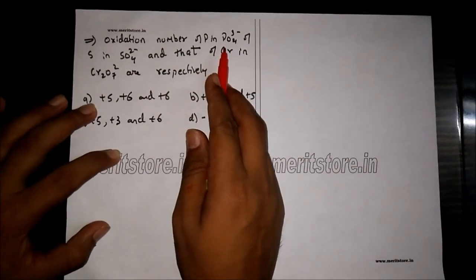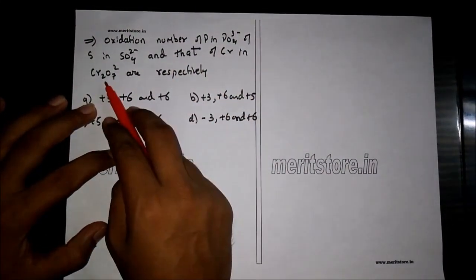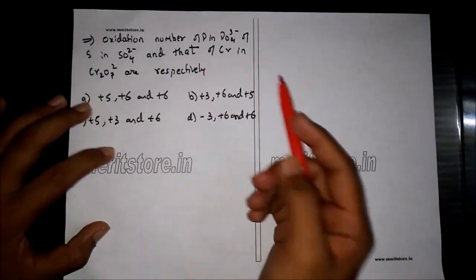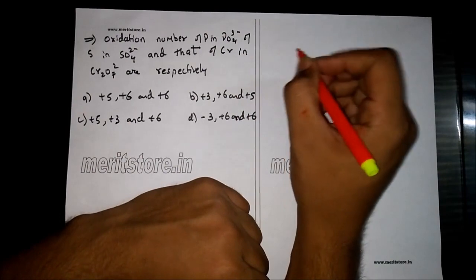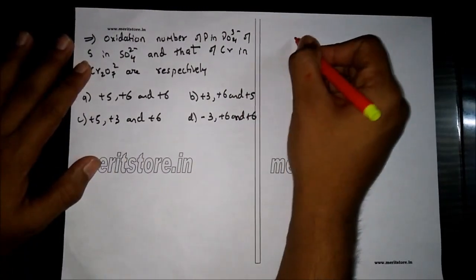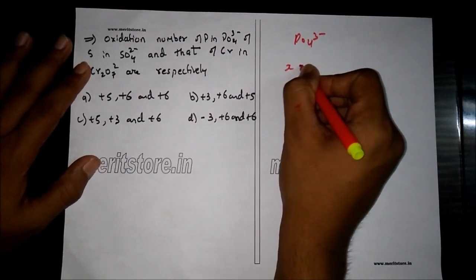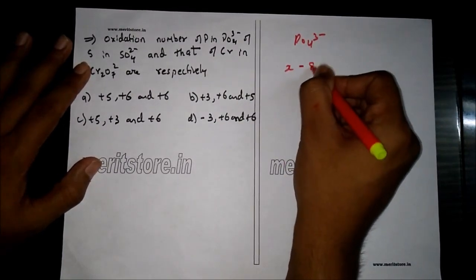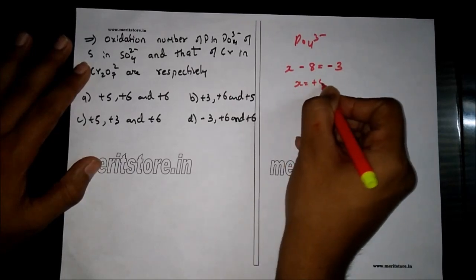The oxidation number of P in PO4 3 minus, of S in SO4 2 minus, and that of Cr in Cr2O7 2 minus are respectively. Now let the oxidation number of P, S, and Cr be X. Therefore, in PO4 3 minus, X minus 4 into 2, which is 8, equal to -3. Therefore, X is equal to plus 5.